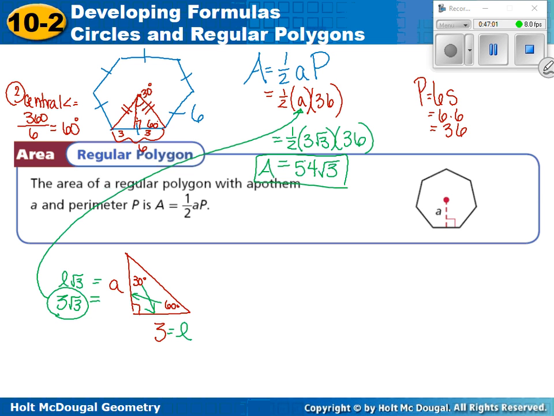But the order of multiplication doesn't matter, so you could reorder those numbers any way you want. That's fine. So you would do 3 times 36 first, and then you would divide that by 2 and leave your square root of 3 at the end. Any other questions? Okay, let's try the hardest ones.